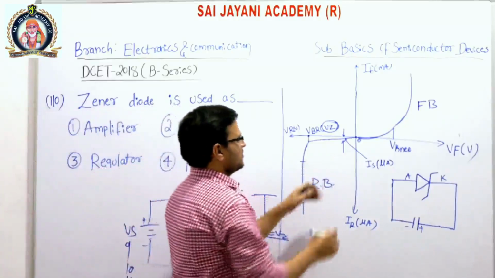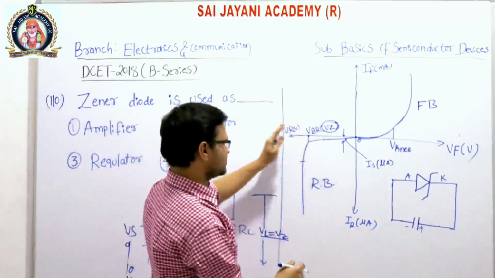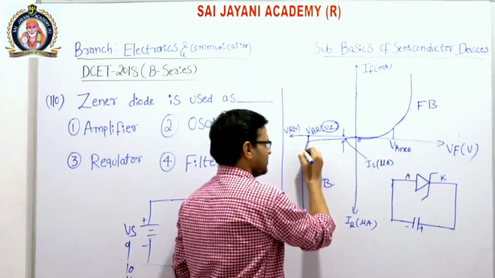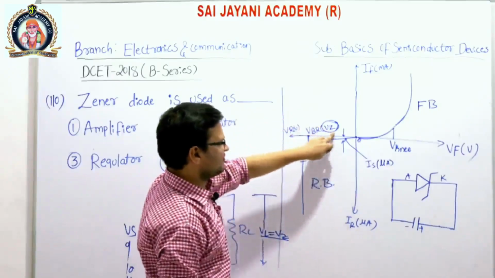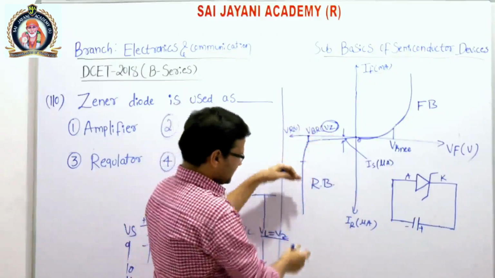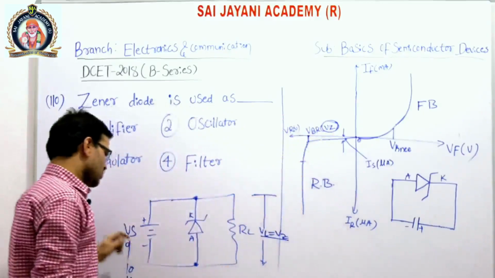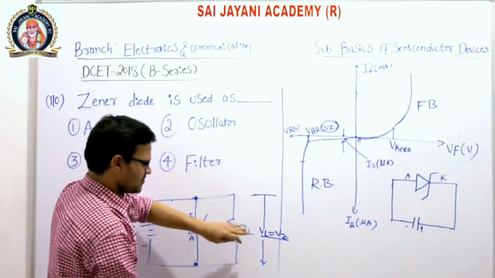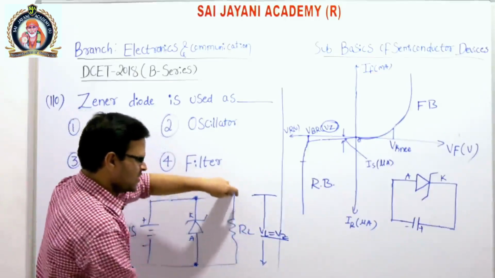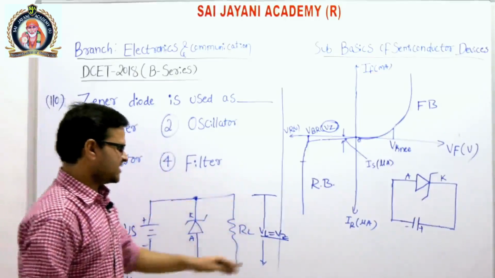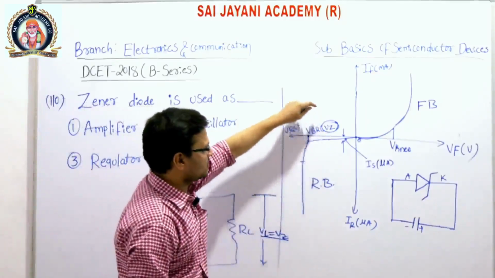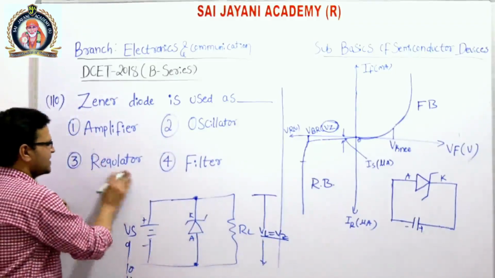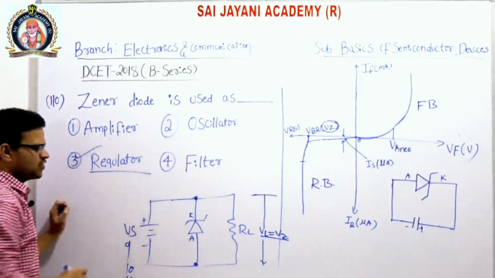See here, if we increase the reverse voltage beyond VBR, the voltage will be constant, that is VZ voltage, but the current changes drastically. So if we vary the source voltage, the voltage present at the load side is the same, that is VZ, the Zener diode voltage. So from the above options we can conclude that it is the regulator, that is the third option.